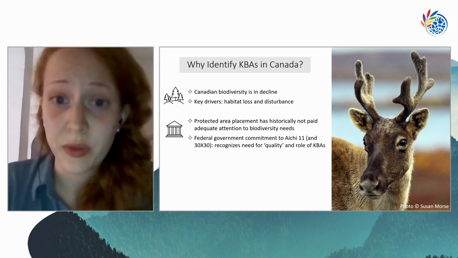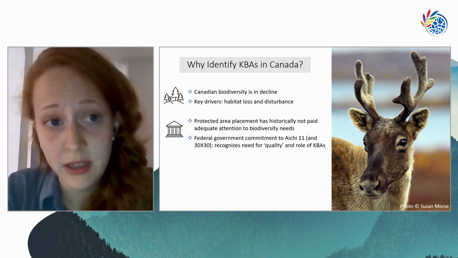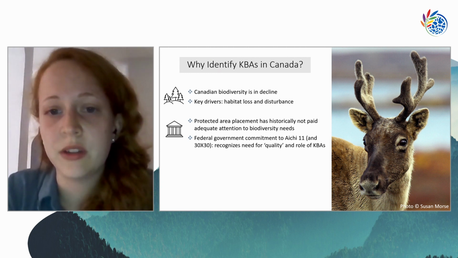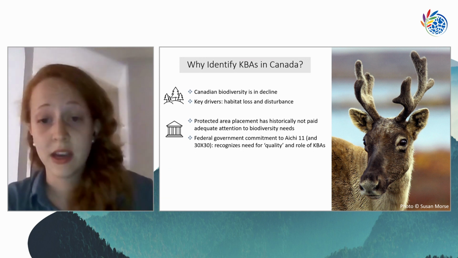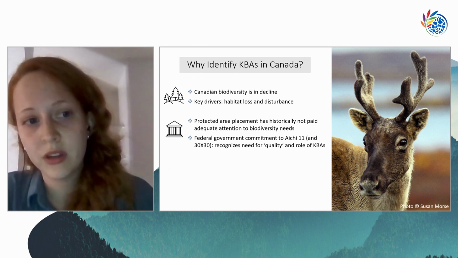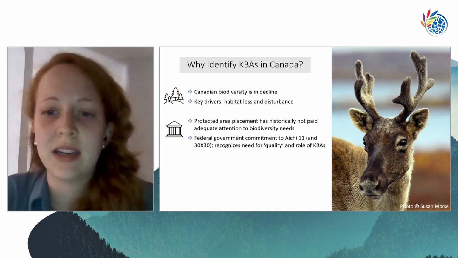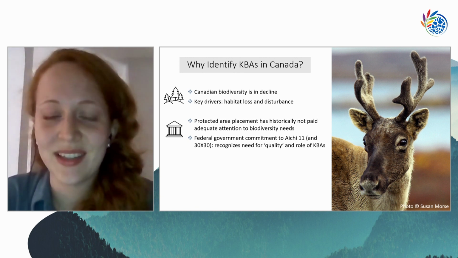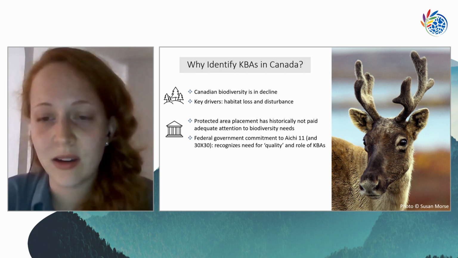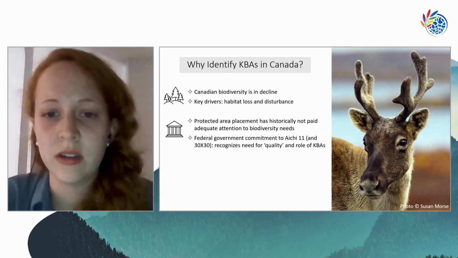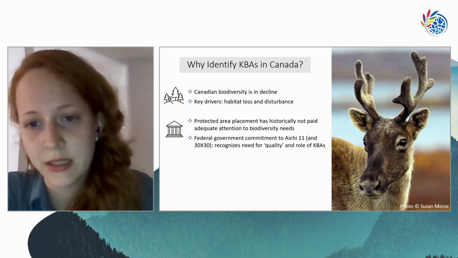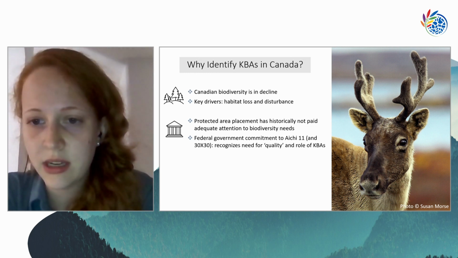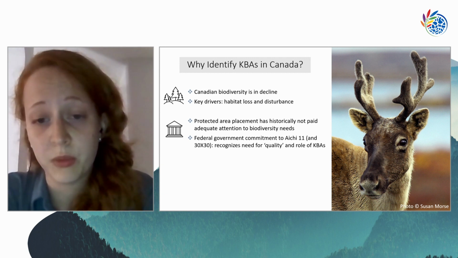Well, as in many countries around the world, Canada is experiencing an important decline in its biodiversity, habitat loss and disturbance being key drivers of this decline. We know that area-based conservation measures can be important tools in addressing these declines, but as Andy pointed out, in many places, the placement of protected areas hasn't always been strategic and paid attention to biodiversity needs. We've seen a bit of a shift, though, in Canada recently, with the federal government's commitment first to Aichi Target 11 and then to 30% protection by 2030.